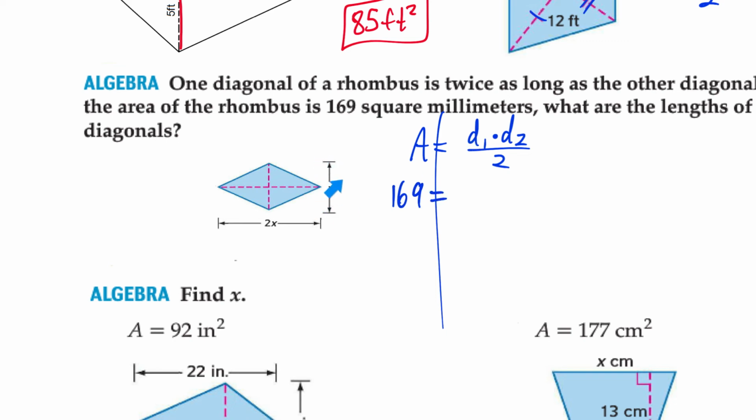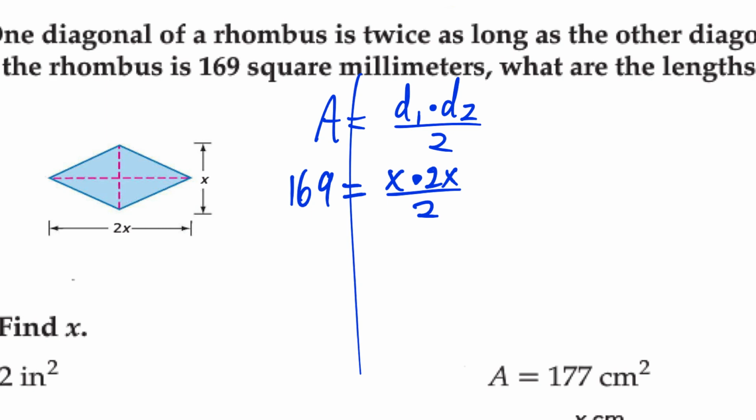Okay, diagonal 1, we're going to say is x. And diagonal 2, this other one, is represented by 2x, since it says that one diagonal is twice as long as the other. So we have x times 2x divided by 2. Okay, and what I'm doing here is I'll be solving for x, okay? So here we go. Here's the first thing. What is x times 2x? It is 2x squared. Yep. Okay, x times 2x is 2x squared.